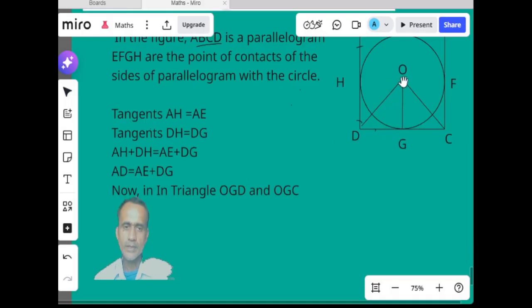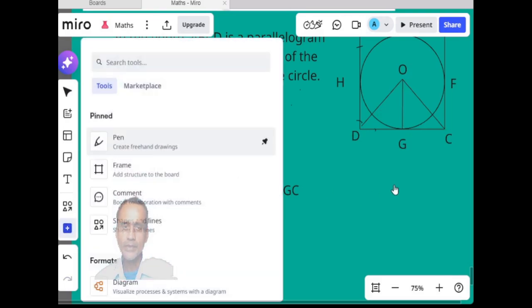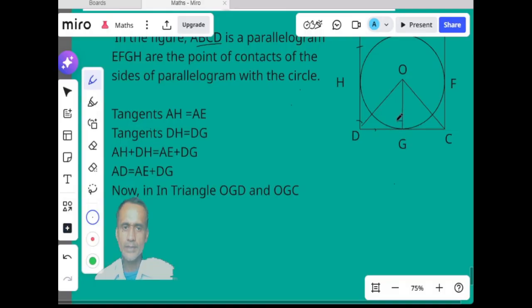So you see triangles OGD and OGC. In these two triangles, this angle is 90 degrees. This side is common.